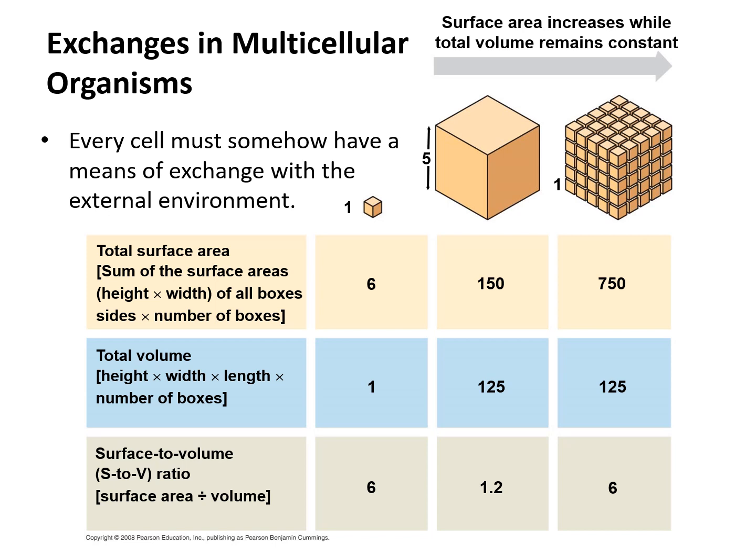The volume is going to be 1 by 1 by 1. So 1 times 1 times 1, that's 1. So it's got a volume of 1 centimeter cubed. The surface to volume ratio is going to be 6. So we have 6 centimeters squared divided by 1 centimeter cubed equals 6.